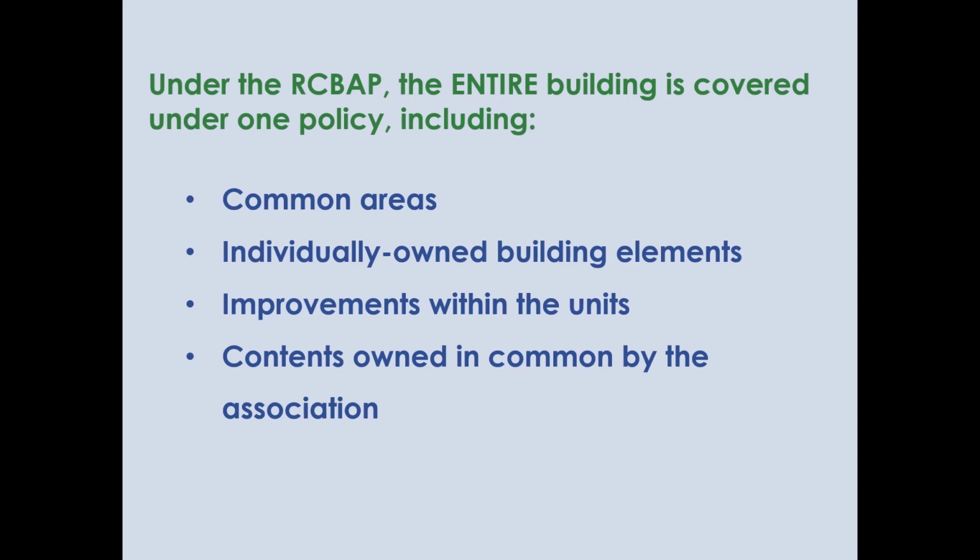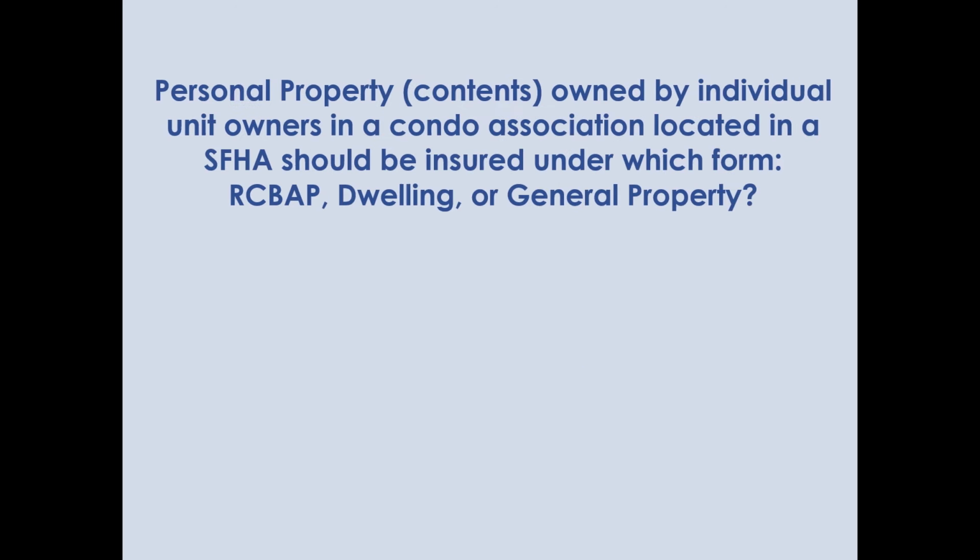The entire building is covered under one policy when you have the RCBAP: the common areas, individually owned areas, any improvements, and any contents that are owned in common in the common areas. Those are all under the RCBAP. Personal property owned by an individual unit owner would be under a dwelling policy, okay?